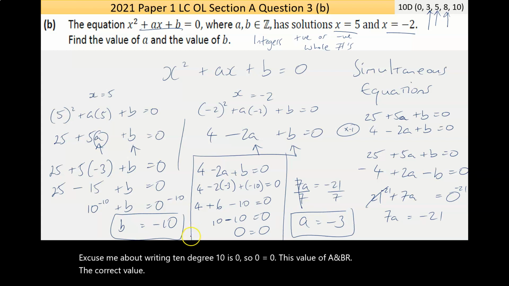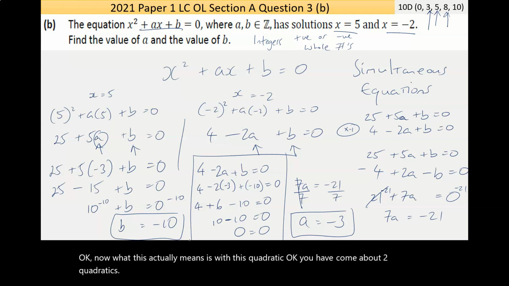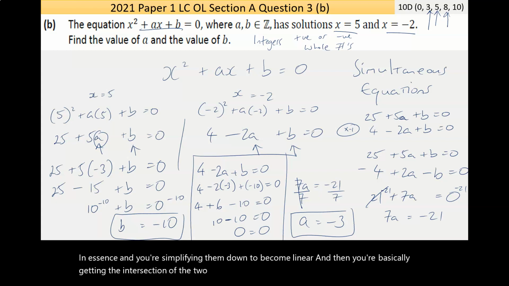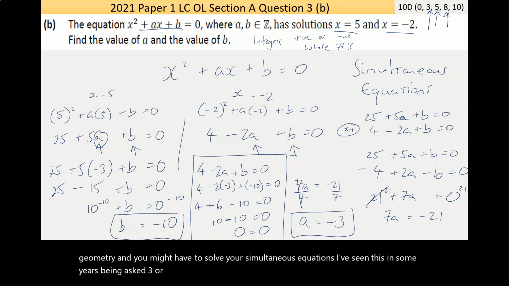Okay. Now, what this actually means is, with this quadratic, I suppose you have two quadratics in essence, and you're simplifying them down to become linear, and then you're basically getting the intersection of the two lines. Now, that's often asked in a different question in coordinate geometry, and you might have to solve using simultaneous equations. I've seen this in some years being asked 3-4 times in an exam.